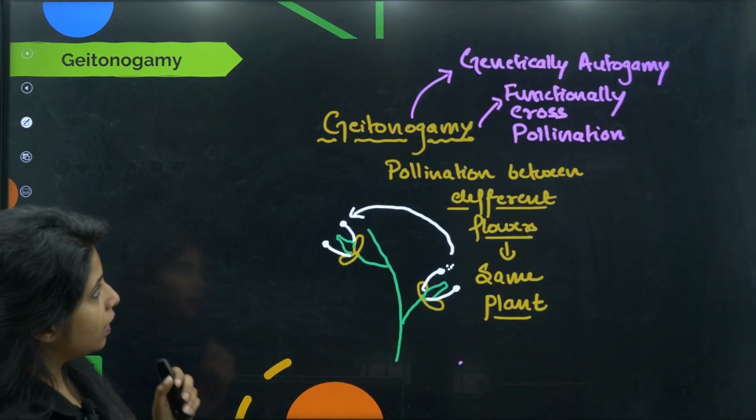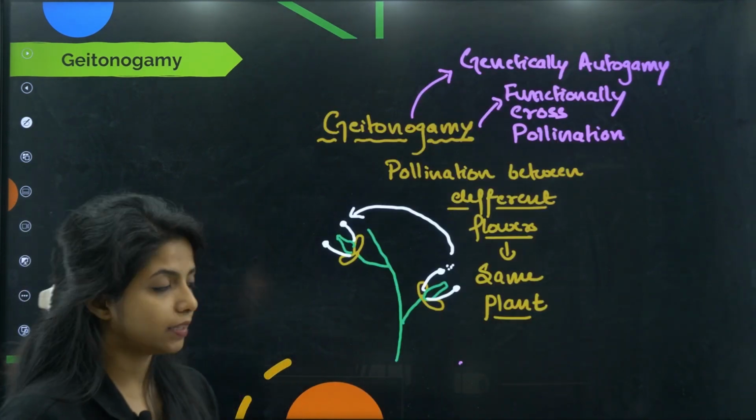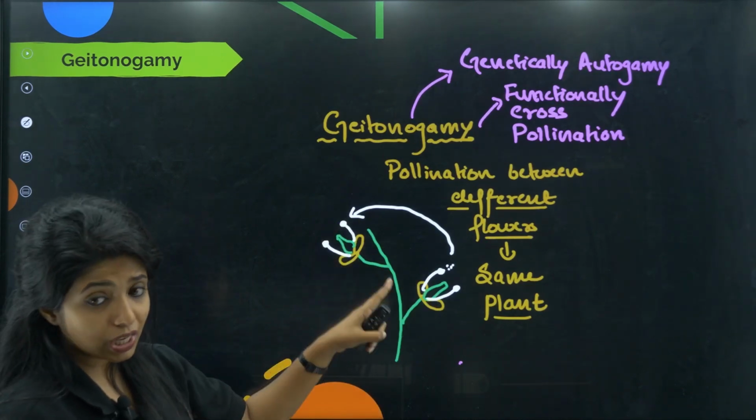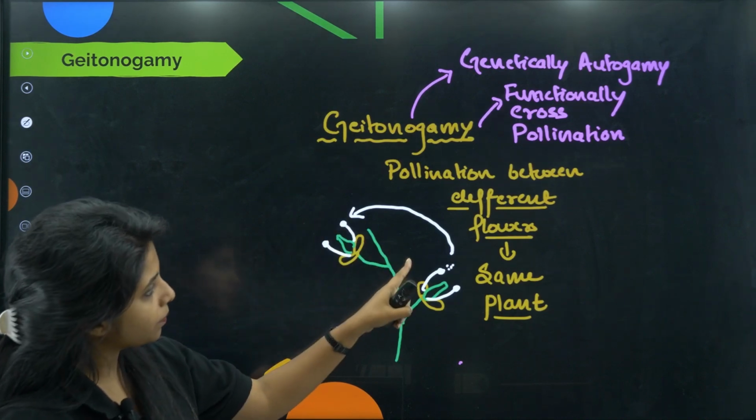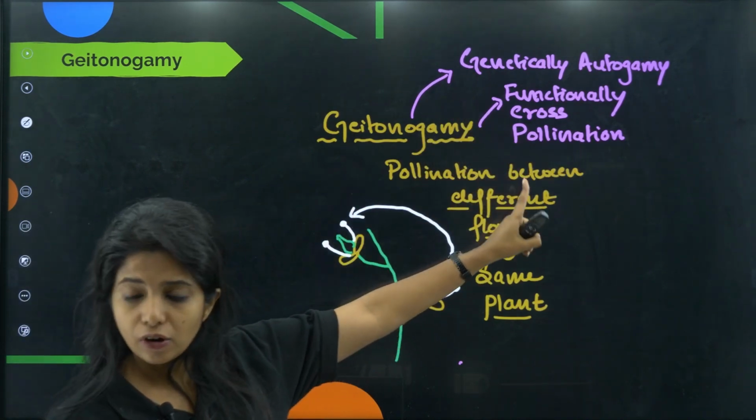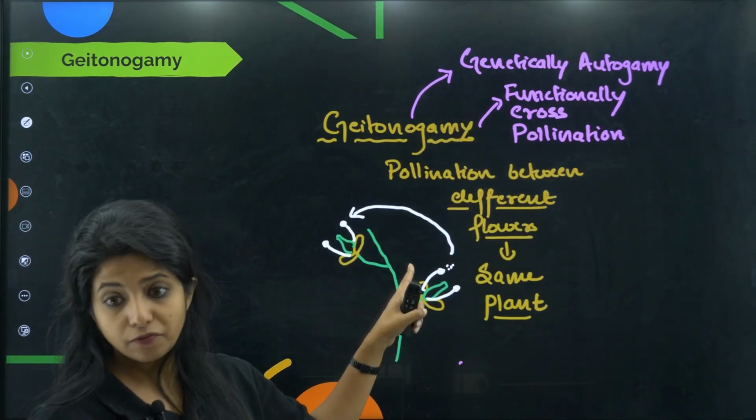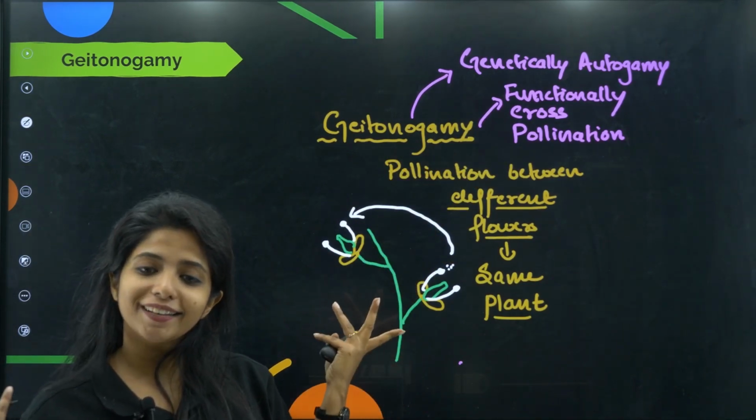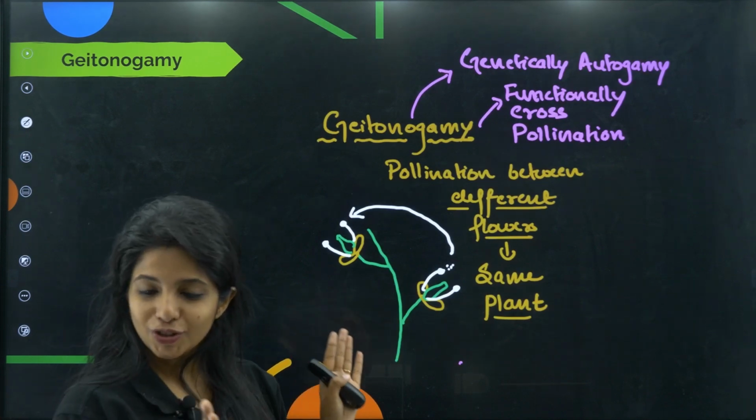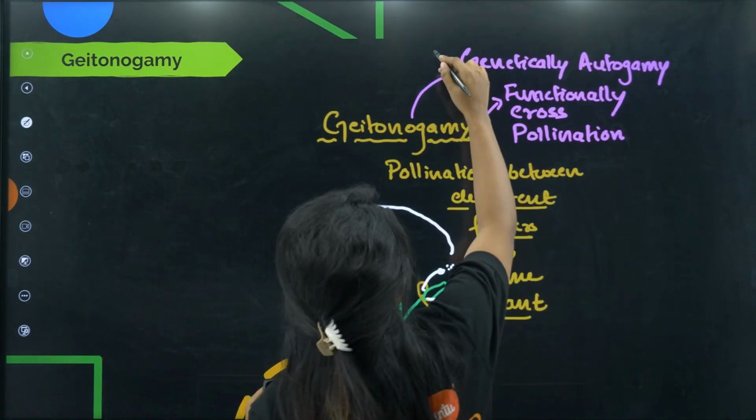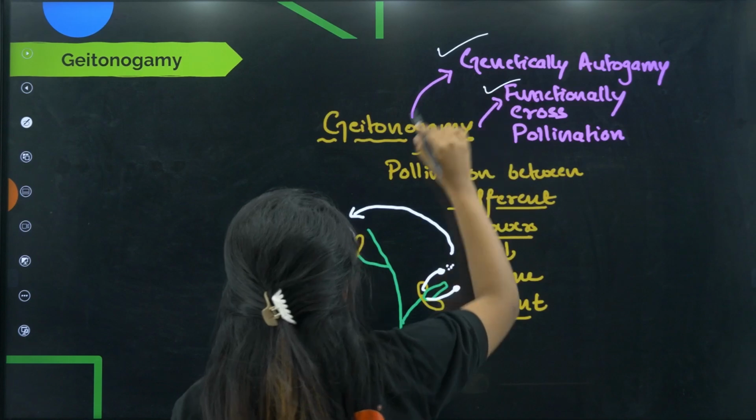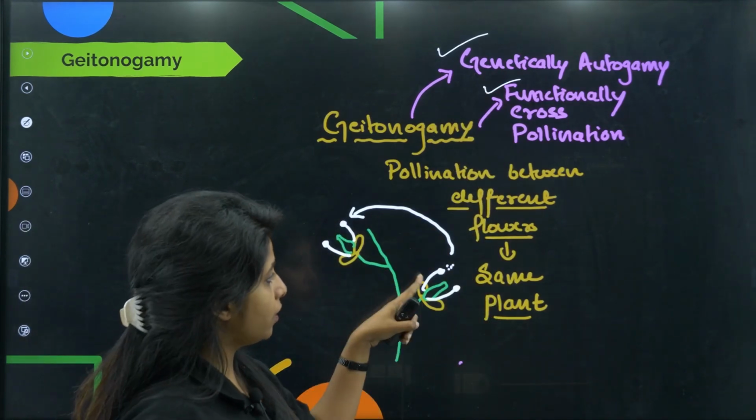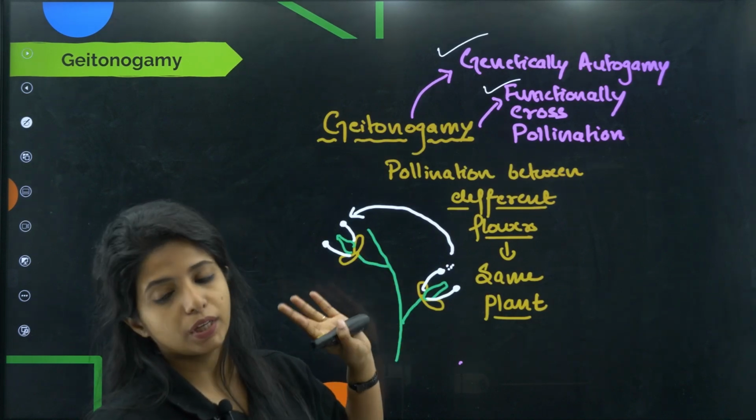Okay. Next thing, geitonogamy, where there is the same plant, but different flowers, not the same flower. If the same flower, it is self-pollination. Over here, functionally cross-pollination is happening, but genetically it is autogamous, because it is the same plant, same genetics, nothing different. So genetically, it's again a very important point. Genetically they are autogamous, but functionally they are showing cross-pollination. Okay, now cross-pollination between different flowers of the same plant, that is geitonogamy.